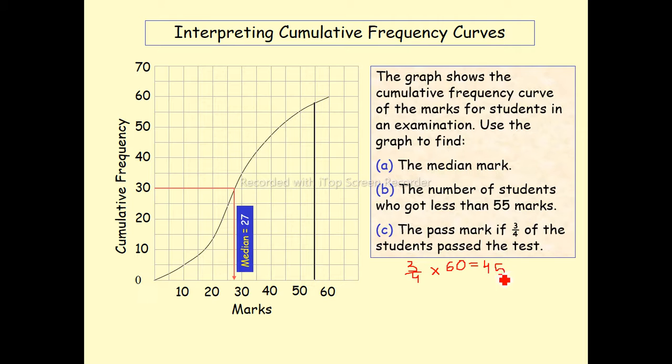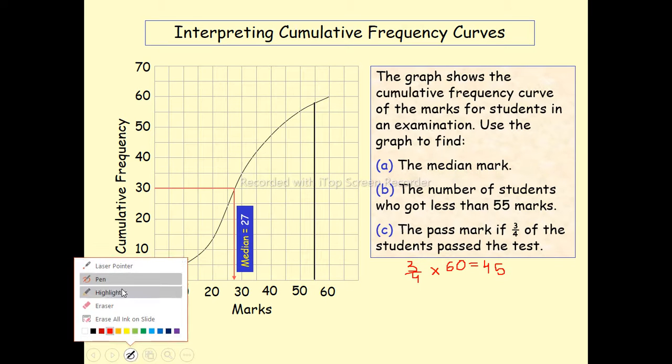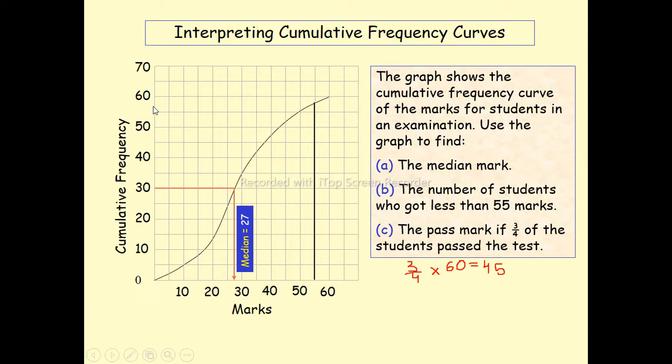And so that means that we're going to figure out the pass mark if 3/4 of the students pass the test. What we have to do is go to the 45 on the scale, and then we should find out what the pass mark would be.